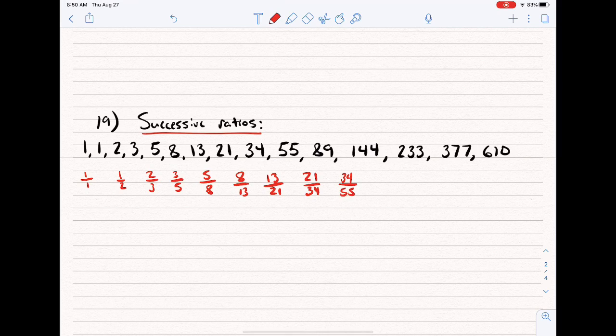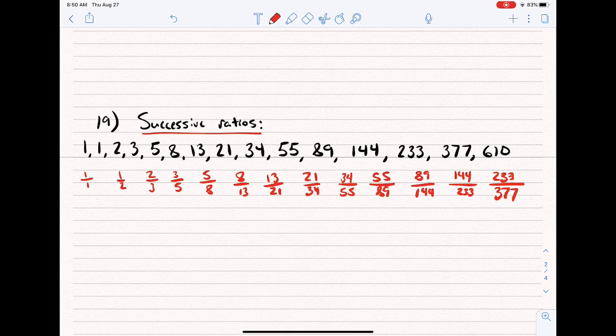34 to 55, 55 to 89, 89 to 144, 144 to 233, 233 to 377. Sorry, I'm trying to write small, and as I write smaller and smaller, my writing gets sloppier and sloppier. Okay, so what I want to do, that is probably going to be plenty for us to do. But if you had a calculator right now, and I don't need you to have a calculator right now, I'll do the number crunching for us.